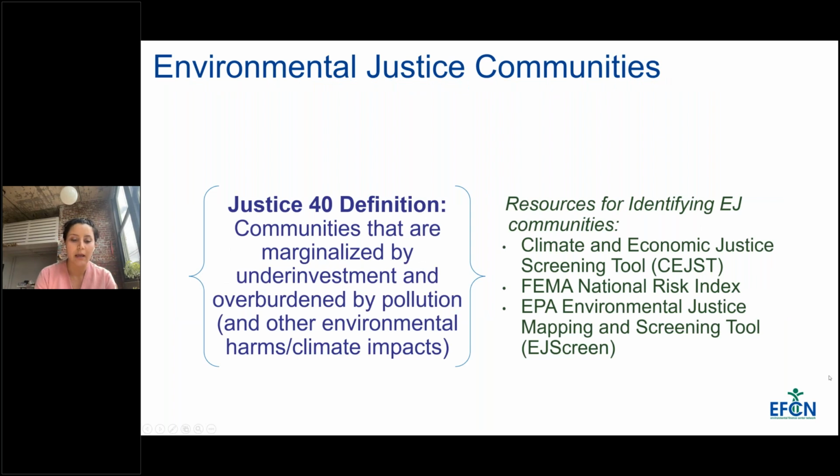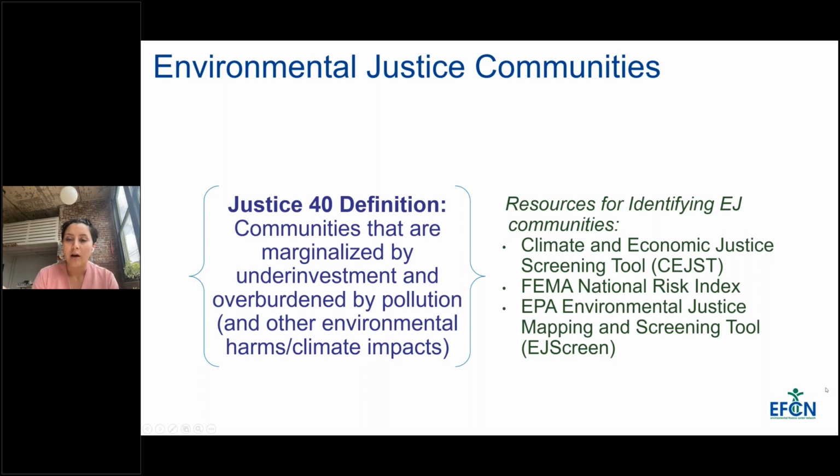So I want to switch gears a little bit and talk about how we structure our work to be focused on environmental justice and equity. First, to have a little bit of a baseline for our conversation, I want to start with the definition. We're currently carrying forward the definition that's been set by the Biden administration under the Justice 40 program. This program identifies environmental justice communities as those that are marginalized by underinvestment and overburdened by pollution. We added this little addendum, overburdened by pollution and other environmental harms and climate impacts, since we know that those are growing and of course are also having a disproportionate impact on those underinvested communities.